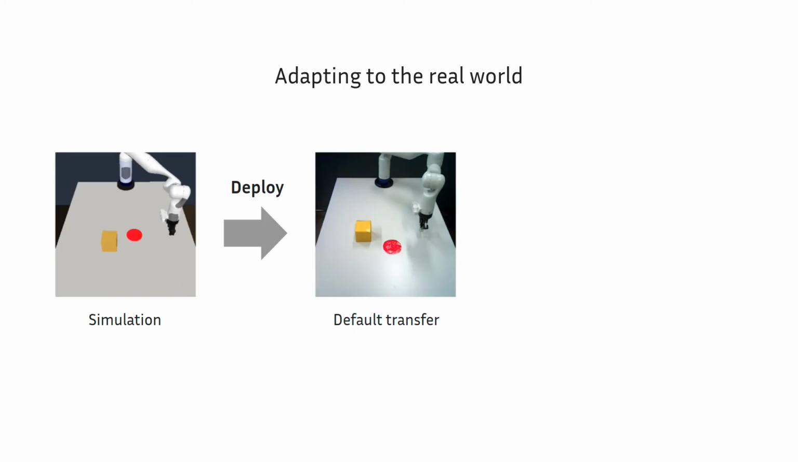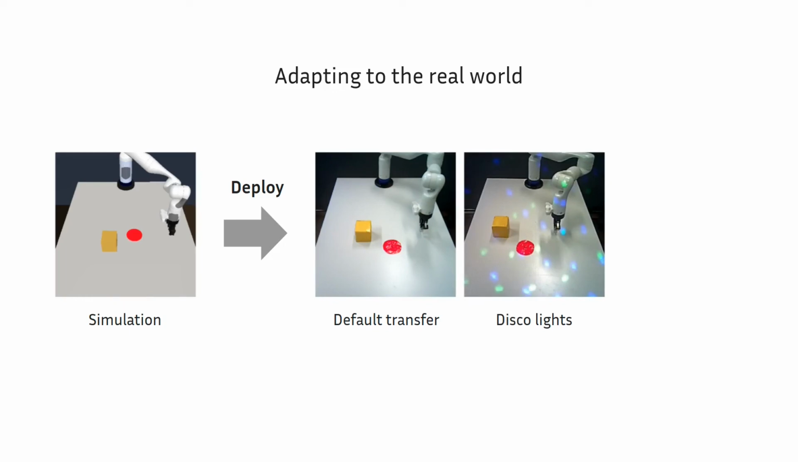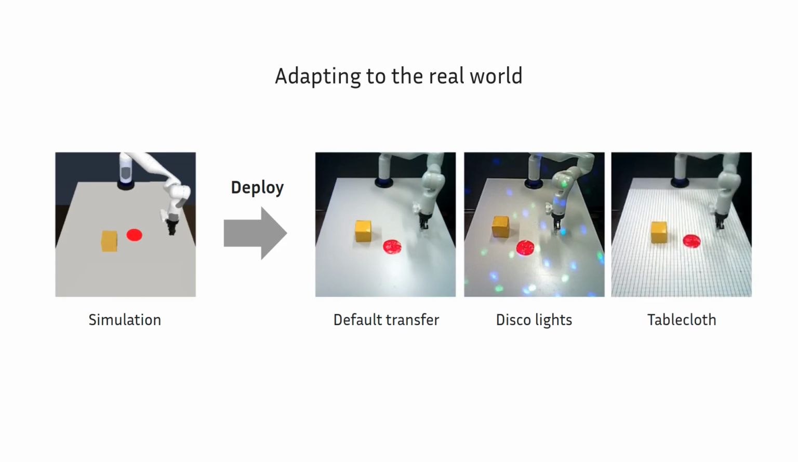In the real world, we consider three different environments. First, an environment that is similar to the simulation, but still has some subtle differences in both visuals and dynamics. Second, a disco light environment, where moving disco lights distract the policy visually. And third, an environment with a tablecloth. And because of the fabric, there's a lot of friction between the table and the cube here. In all three environments, the policy receives observations from an uncalibrated camera, and we also make no real effort to match the physical properties.